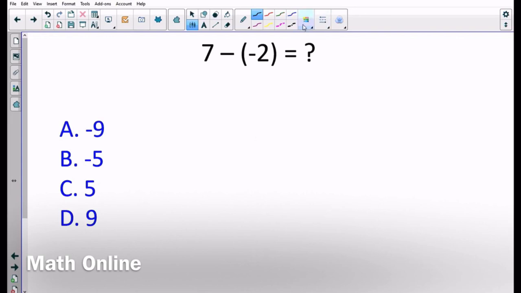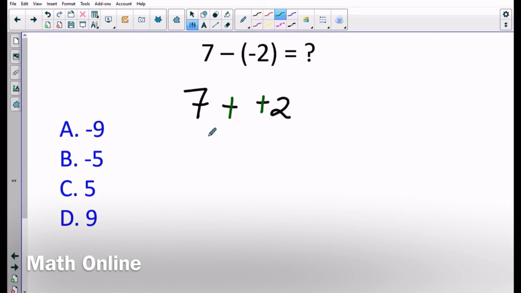So let's check this out. So this one, we have 7 minus a negative 2. I'm rewriting this without parentheses, and hopefully you guys were able to observe that there's two negatives next to each other, so those can be converted into positive signs. Okay, that'll make our life easier.